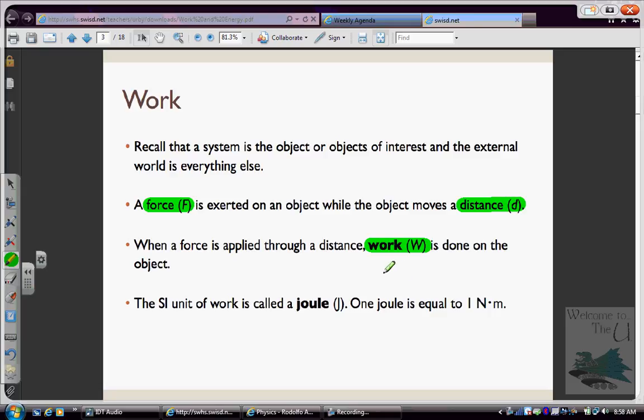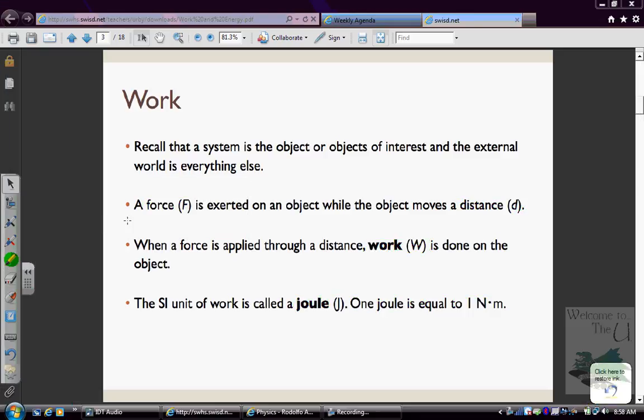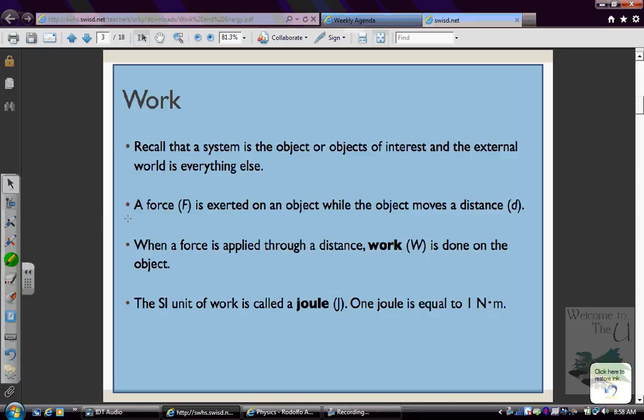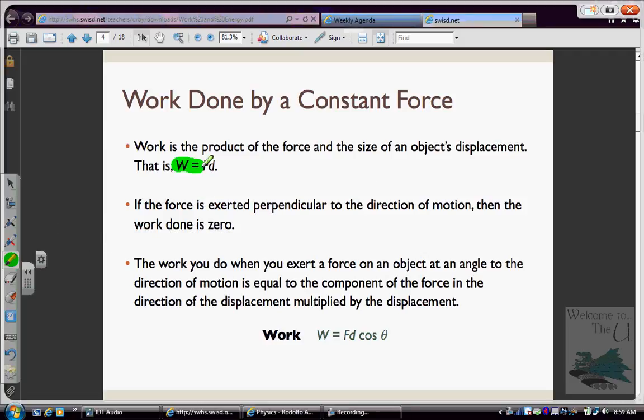You're going to need to know that the unit for work is a joule. The SI unit for work is a joule. And that joule is equal to 1 Newton meter because we're multiplying a Newton times a meter. That's where the unit comes from. Okay. The equation for work is work equals force times distance. So it'll be important that you write this equation down. It's just the product of your force and an object's displacement.